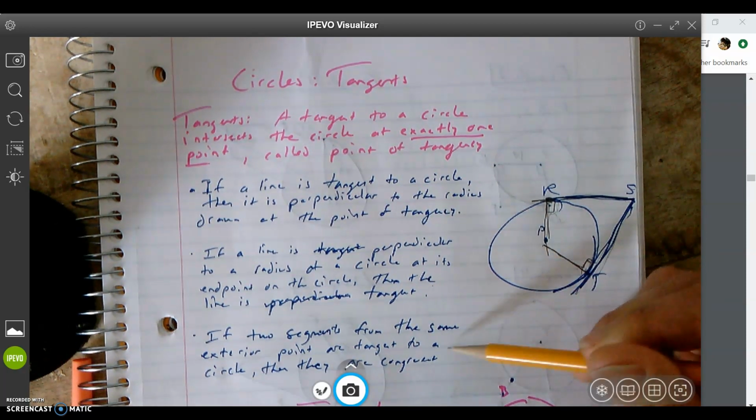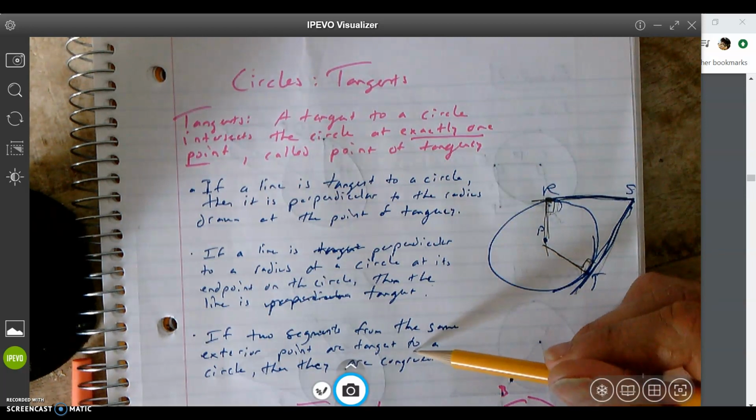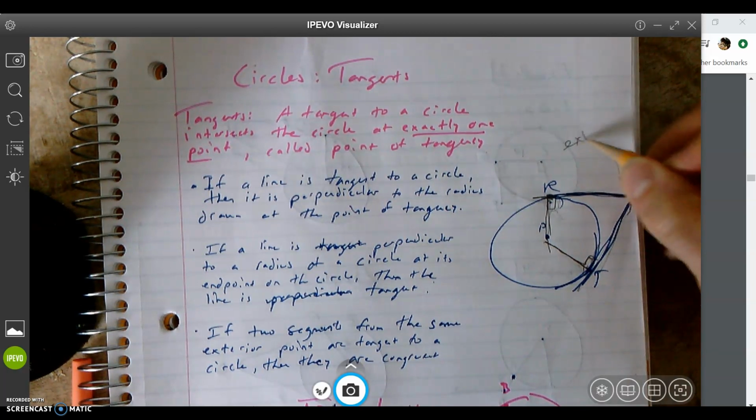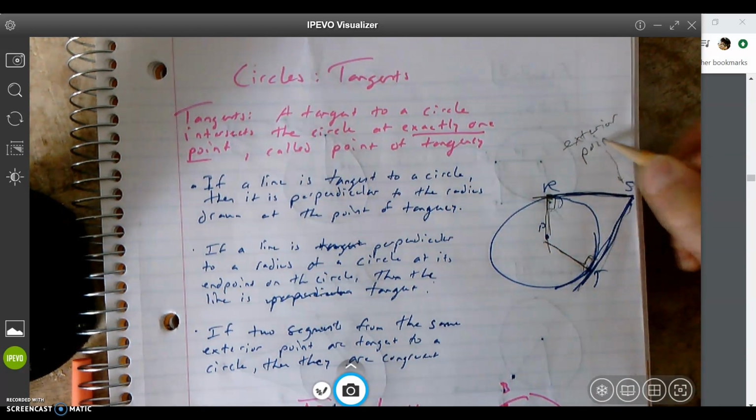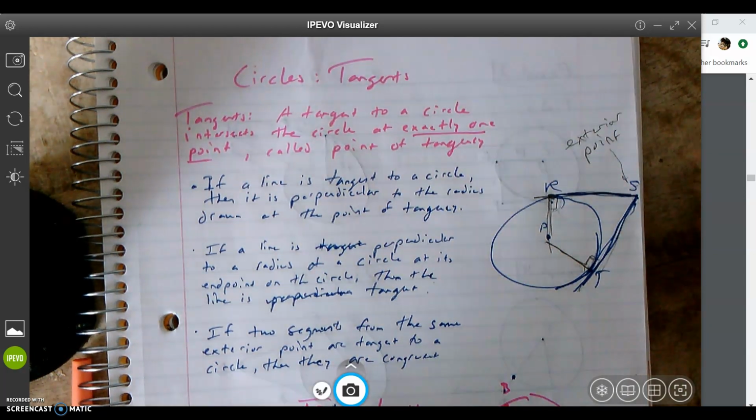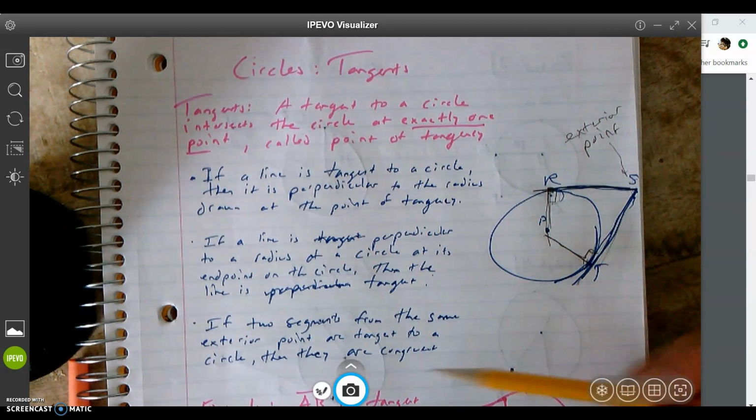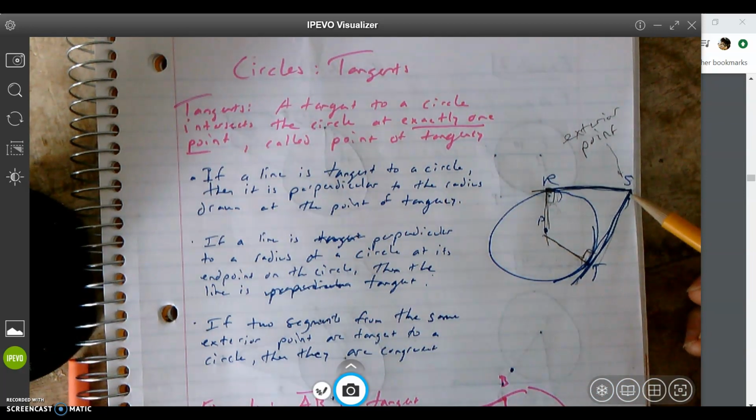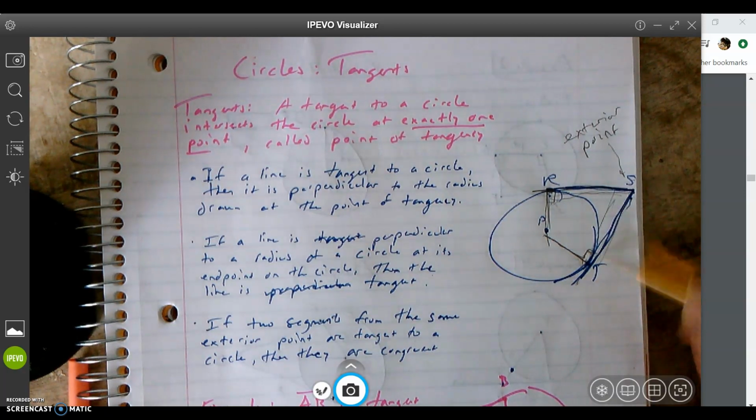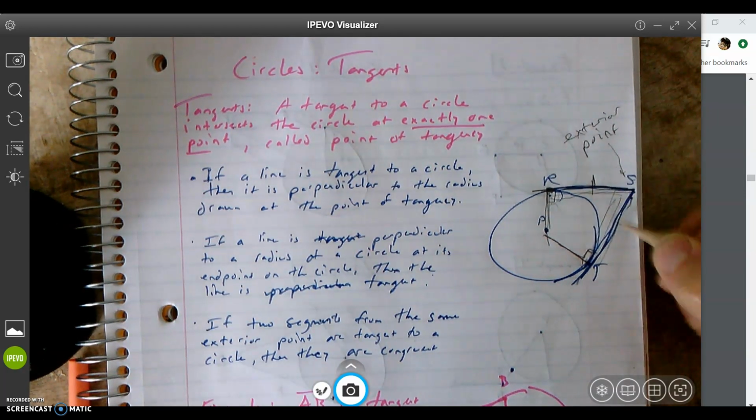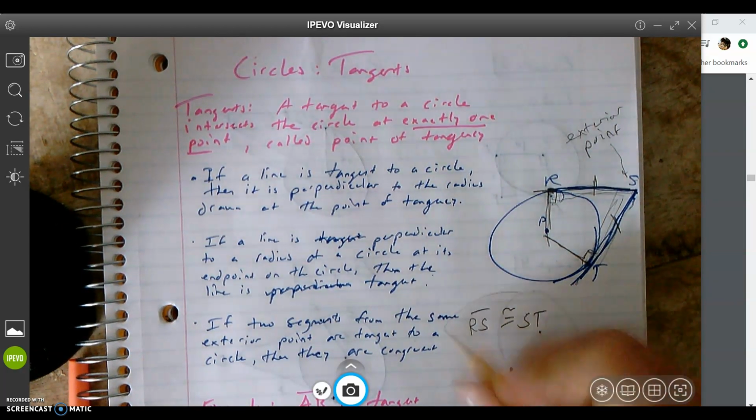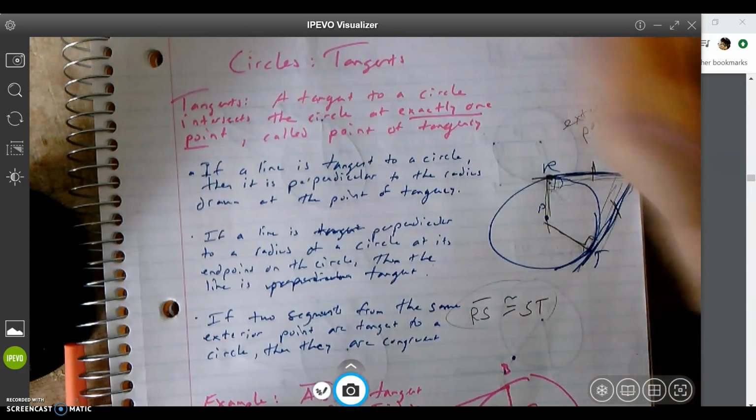Okay? Next thing, if two segments from the same exterior point, so here's an exterior point like S, write that, exterior point. A little note to yourself, always write down more rather than less. If two segments from the same exterior point are tangent to a circle, then they are congruent. So we have two line segments coming from this point. We have RS and we have ST, and they're both tangent to the circle, therefore they are congruent. So RS is congruent to ST. Okay, so all those things are going to come in handy as we do some problems.